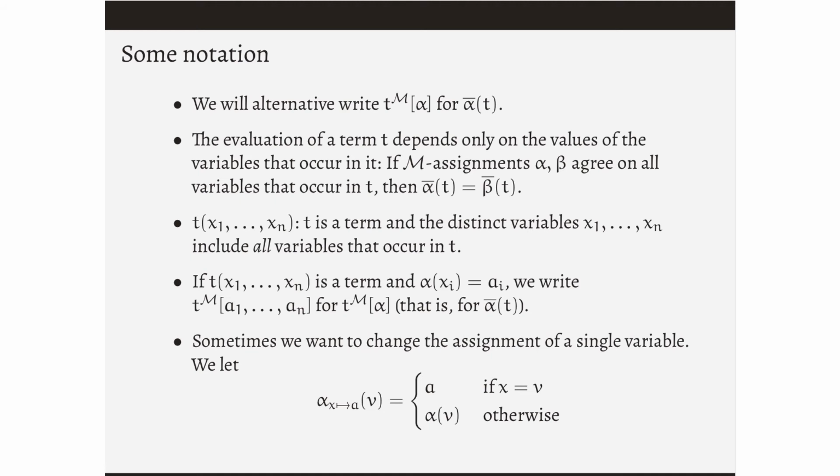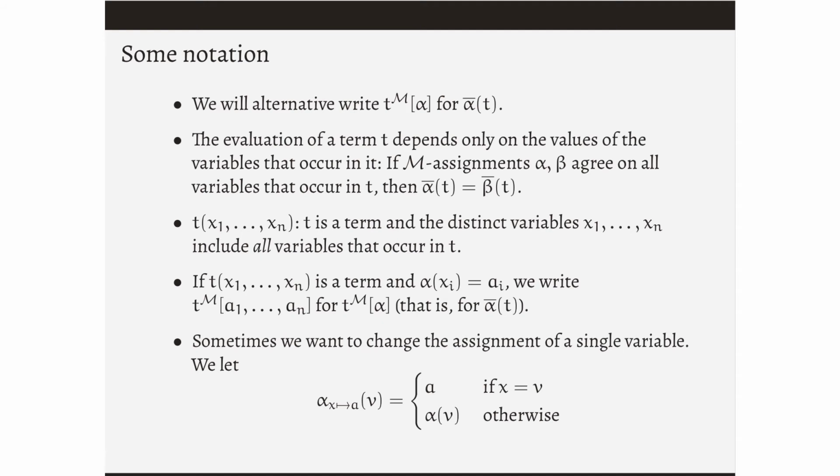Then we can observe the following fact. The evaluation of a term depends only on the values of the variables that occur in it. If M-assignments alpha and beta agree on all variables that occur in t, then their extensions to terms actually give the same value on the term. This is, of course, not completely obvious. It needs to be proved. So, as usual, I encourage you now to pause for a few minutes and think how you would do this. It clearly looks like you could use induction on term height here.